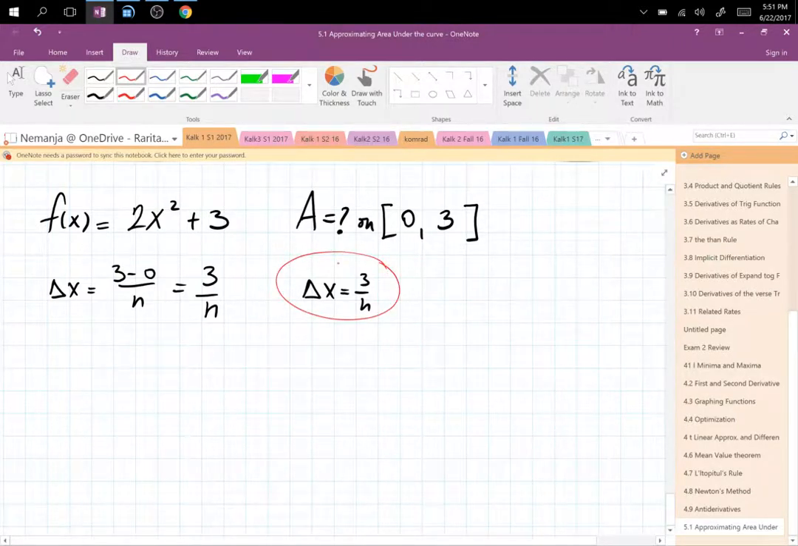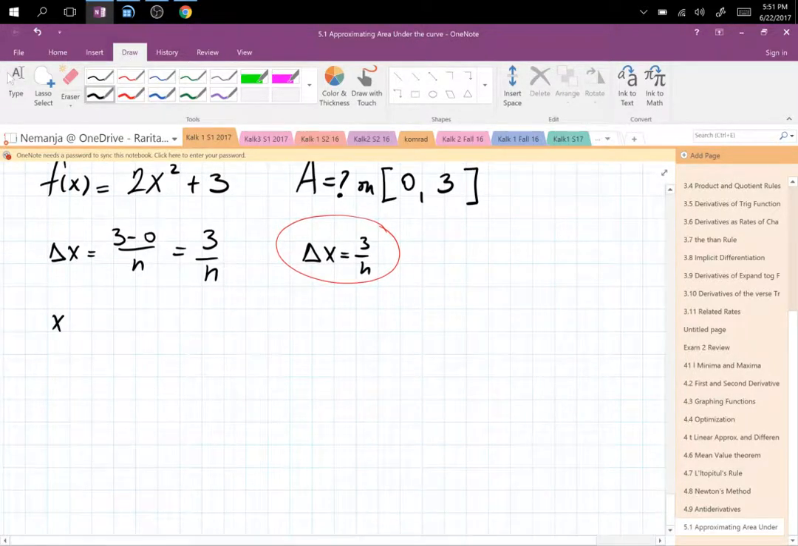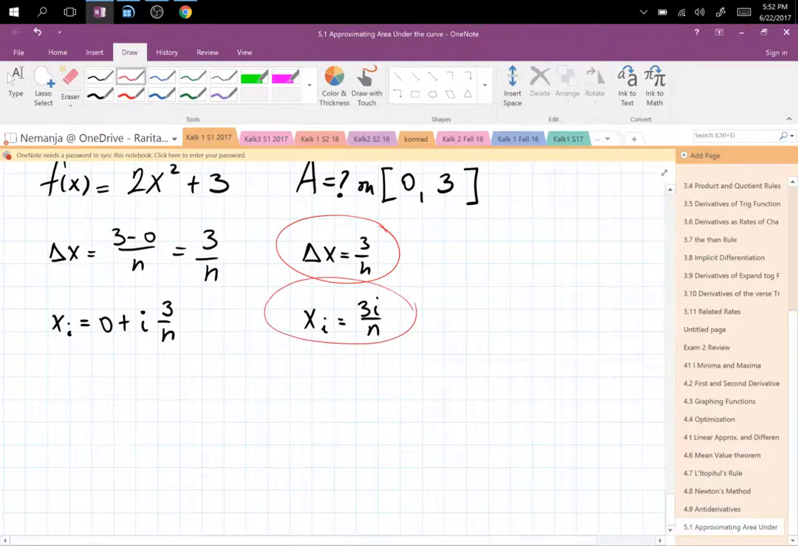The next part is to locate every single x that we have in this problem, which is the other formula. So xi is a, in this case we know that a is 0, plus i times delta x, which is 3 over n. So these xi's are 3i over n. This i is a counter, it's not imaginary. It has nothing to do with imaginary numbers here.